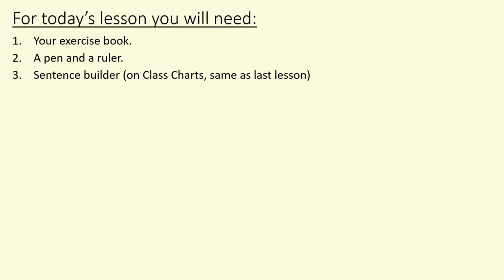Here's a list of the equipment you need for today's lesson. You'll need your French exercise book, a pen and a ruler, and a coloured pen or highlighter pen to mark your work, to tick it or correct it. Also, the sentence builder is the same as last lesson, so you don't need to print it if you've printed it already, but it would be useful to have it open in the background from the PDF on class charts. So pause to get that ready now, press play to go on.